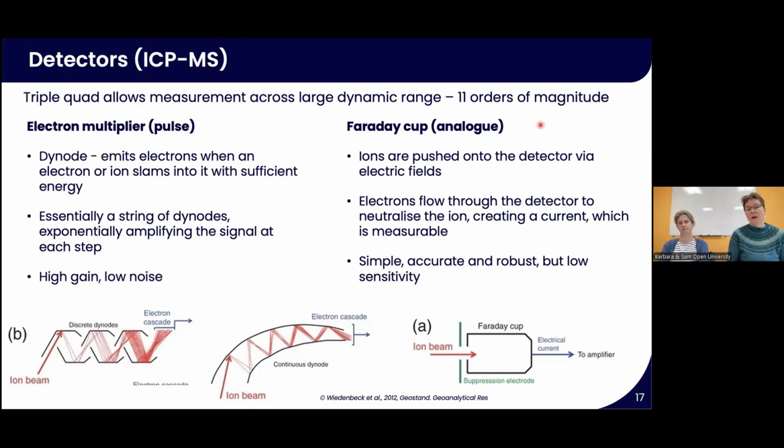However, in multi-collector instruments, you have either several Faraday cups or electron multipliers sitting next to each other. But the advantage of the triple quad is that we have both detector types within one detector, and therefore it allows us to measure a large dynamic range of nearly 11 orders of magnitude in terms of concentration, which makes them a very versatile instrument.